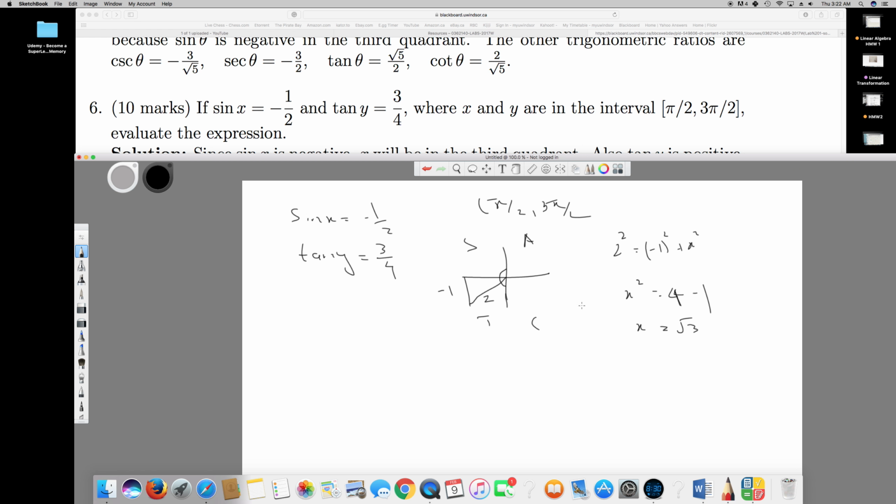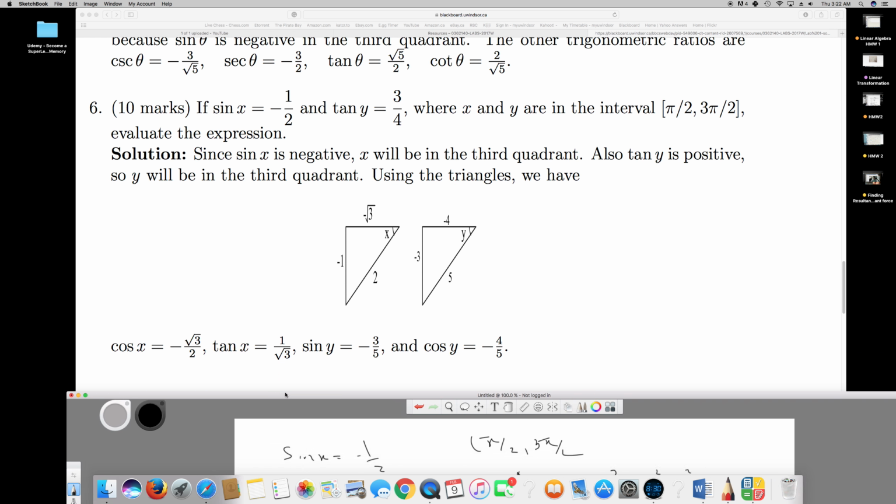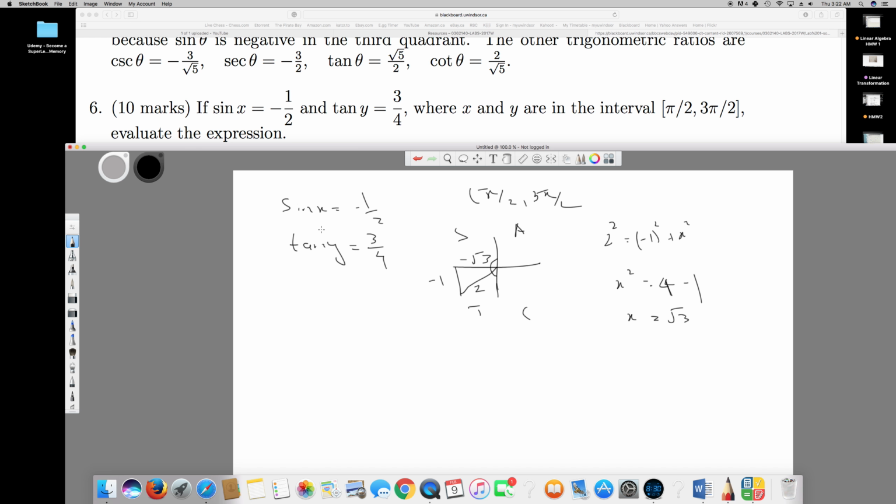x is going to be root 3. Since this is in the third quadrant, x is going to be negative root 3. So since I have this value, I can find all the x values right here. So what I can do, let's see, sine x and cos x.